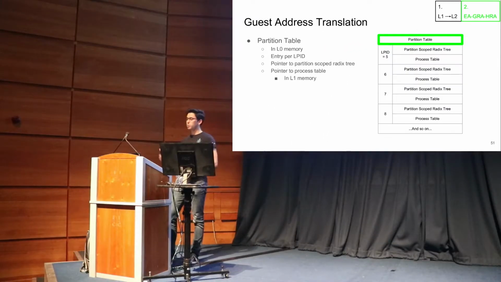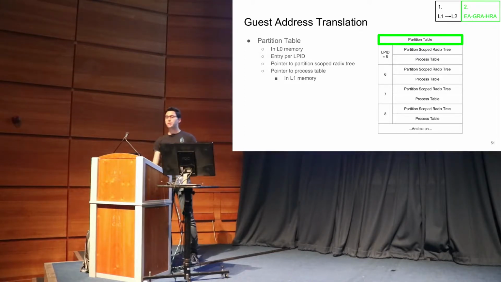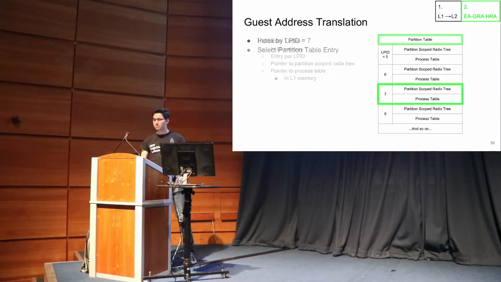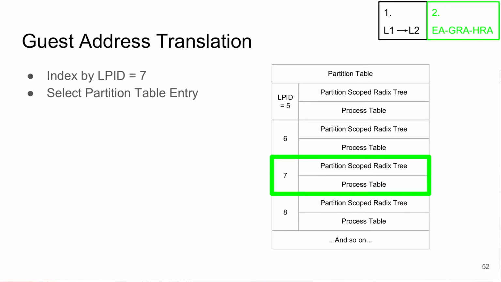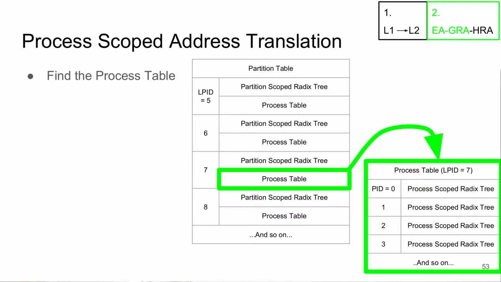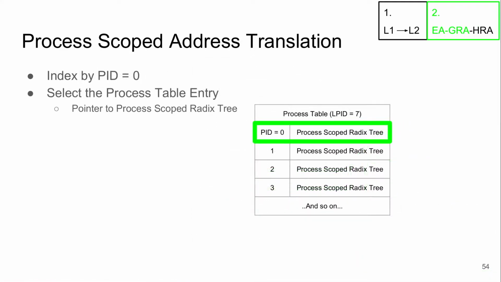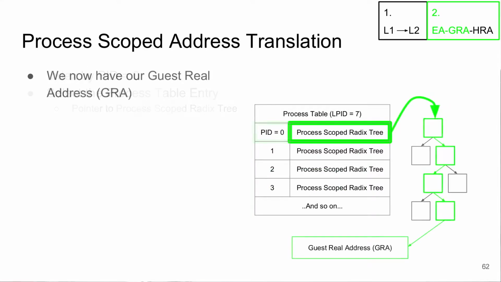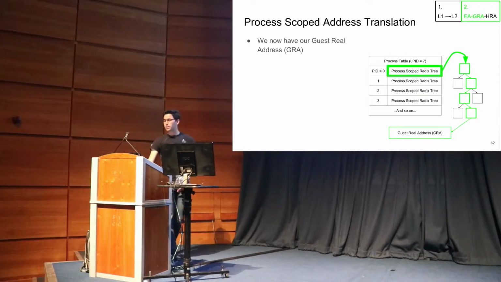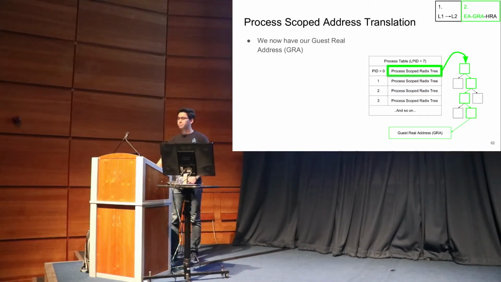And each entry has a pointer to a partition scoped radix tree and a pointer to a process table in level 1 guest memory. We index that by LPID to select our partition table entry, and that gives us our process table. We then index that by PID, and that gives us our process table entry, which contains a pointer to our process scoped radix tree. And now we can do our process scope translation, which is just walking the radix tree, I'm sure we all know how that works, to get to a guest real address.